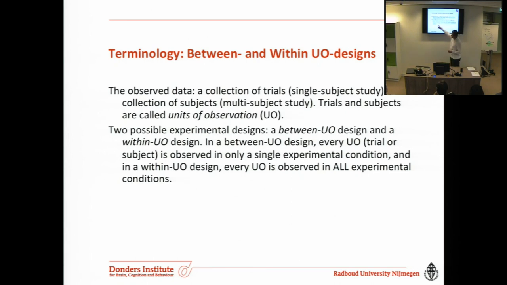Now next, within unit of observation designs, typically these are within participant designs. There are within trials designs, they are rare. We'll come to that later, but the within participant design is very well known. I think the majority of the studies in cognitive neuroscience are within participants. So you have multiple participants, and every participant is observed in multiple experimental conditions. So every participant brings multiple data sets: one data set in condition A, and one data set in condition B.